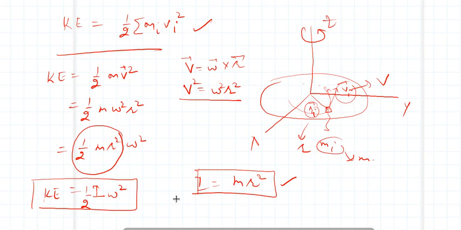Now let me talk about the next topic: linear and angular momentum. That's very important, linear and angular momentum.